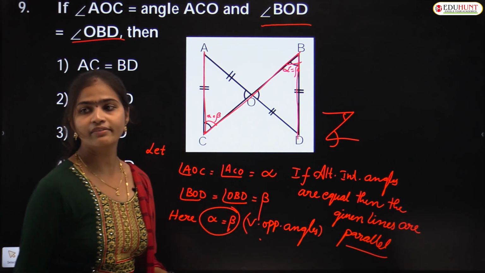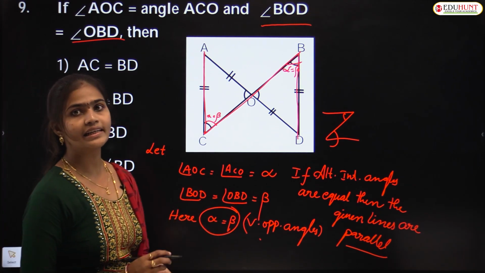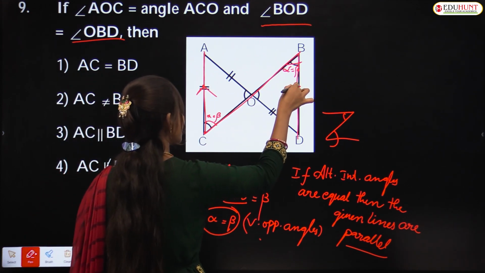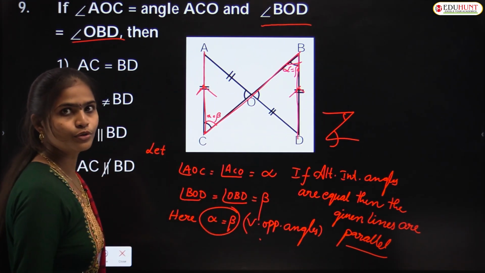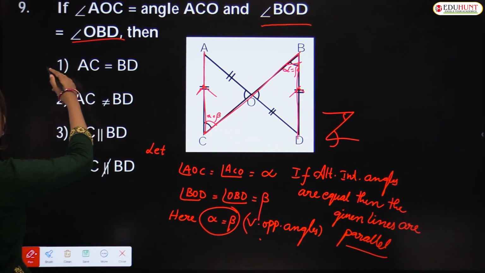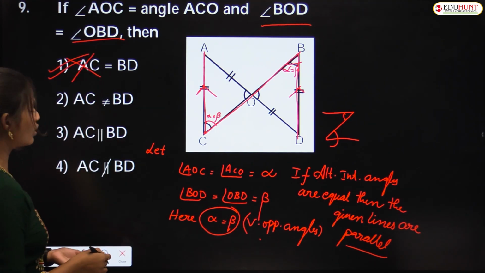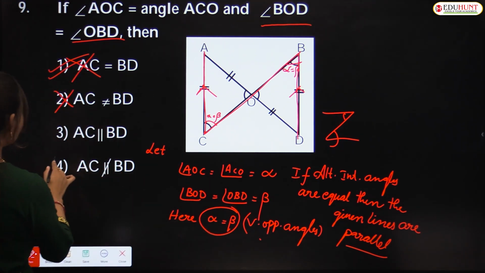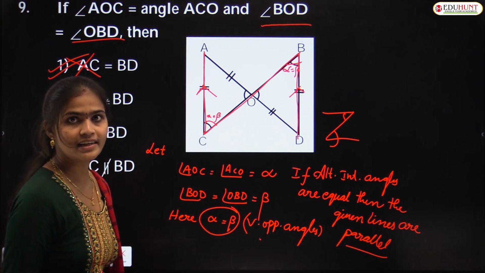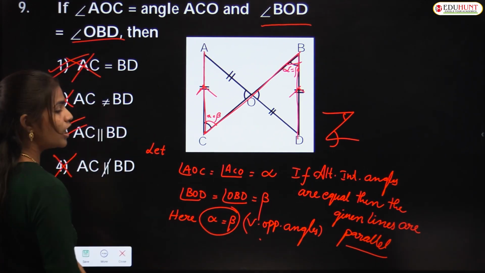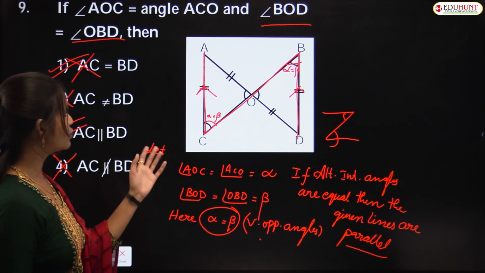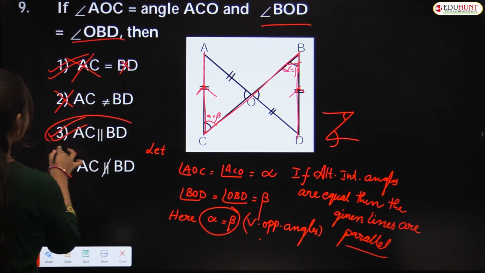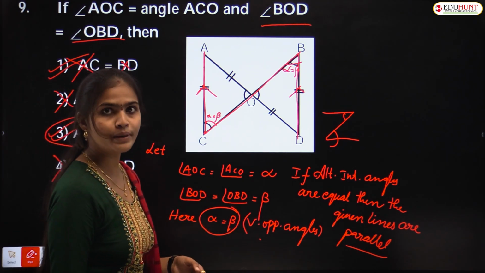This condition we already learned. What is that? If alternate interior angles are equal, then the given lines are parallel. So which condition are they asking? Those two are parallel. So which option is correct? Option 1 is wrong here. Next, AC is not equal to BD and AC is not parallel to BD. That is also wrong. So option 3 is correct. Those two are not equal, they are parallel. So the correct option is AC is parallel to BD.